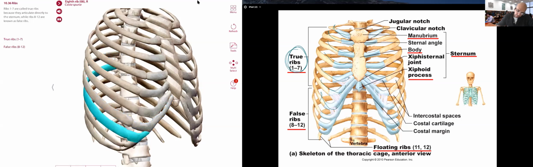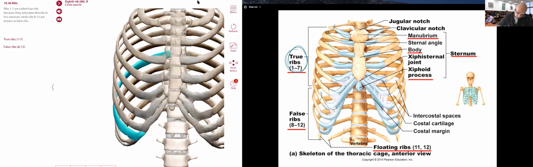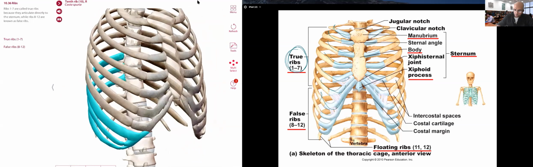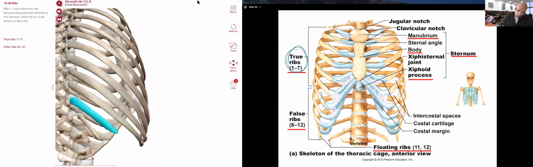Okay, now ribs 8, 9, 10. You see on here, they are attached indirectly to the sternum. They are joining rib number 8 to be attached to the sternum. So they are actually attached to rib number 8 rather than attached directly to the sternum. Those are ribs number 8, 9, and 10. If we're looking at ribs number 11 and 12, they are not attached at all to the sternum.